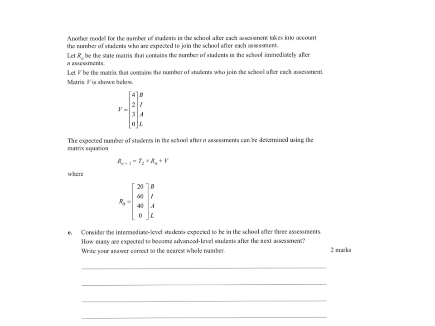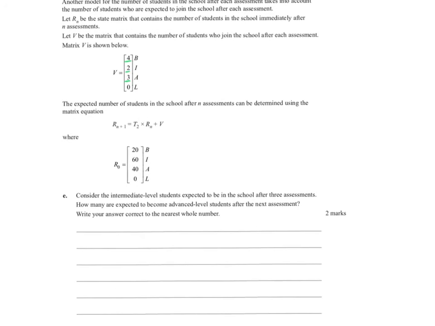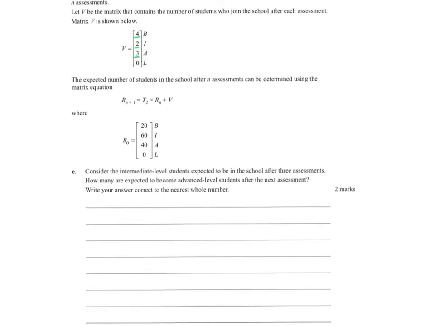Okay, so we've got another model. Essentially what it's saying is that we're adding students to the school after each assessment. So we've got students being added to the beginner, intermediate, and advanced levels of the school. Then it goes on to say we've got a recurrence relation, where we can find the number of students at each level after so many assessments. It also gives us our initial state again, just so we don't have to flick back. So 20, 60, and 40 at each level.